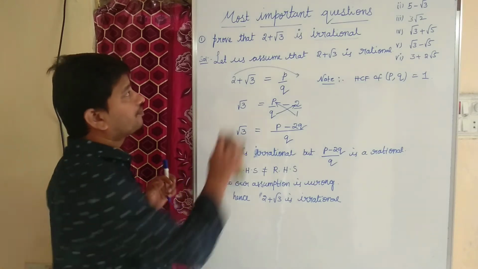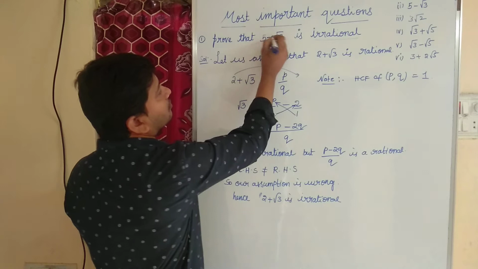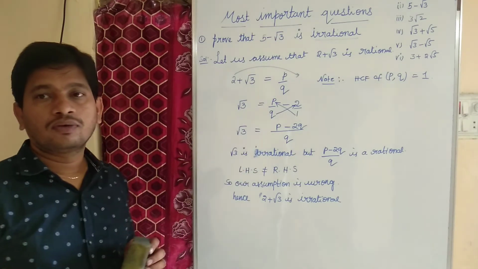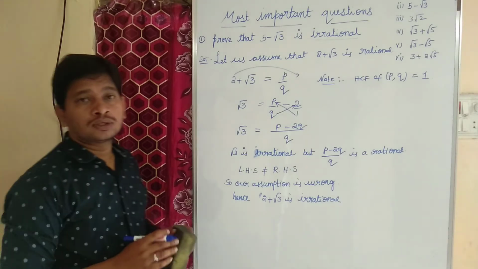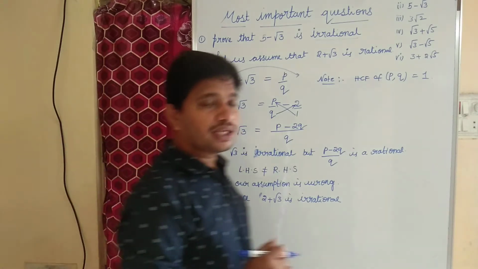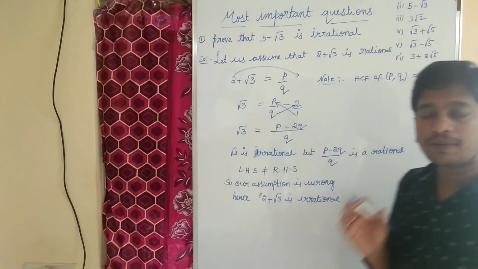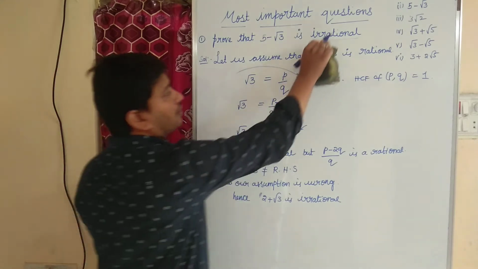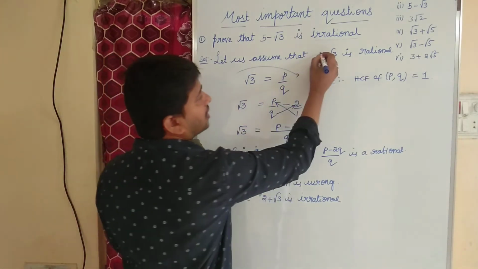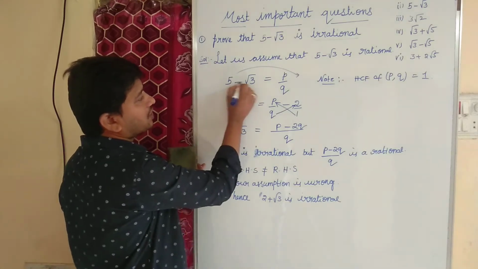For example, 5 minus root 3. Now the second question is 5 minus root 3. Prove that 5 minus root 3 is an irrational number. In a similar manner, what to do? Let us assume that 5 minus root 3 is rational.